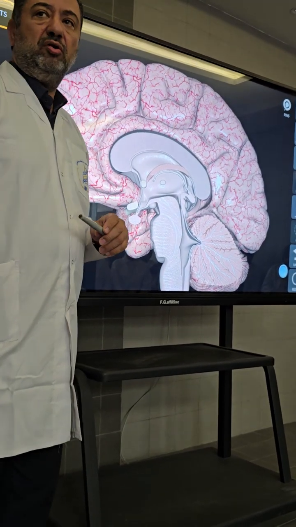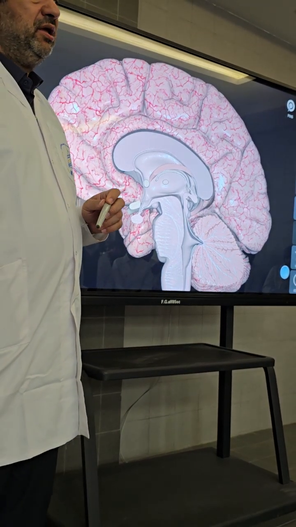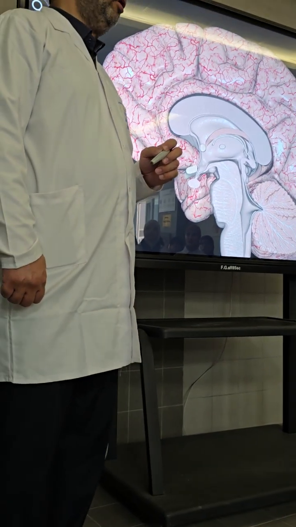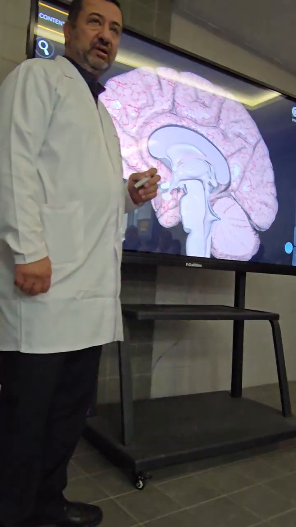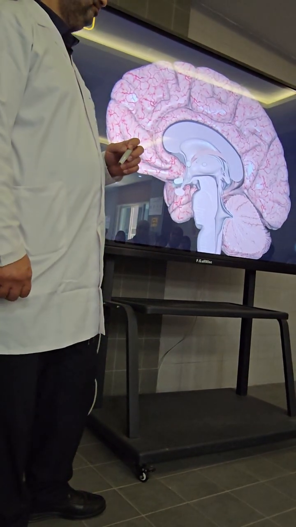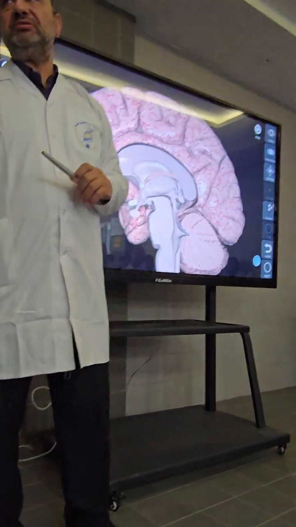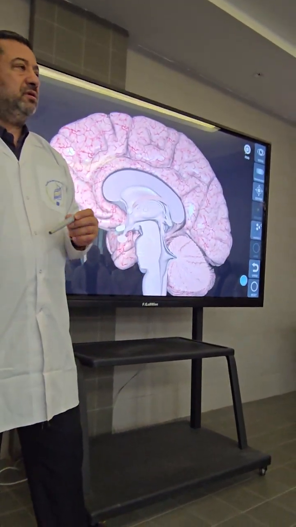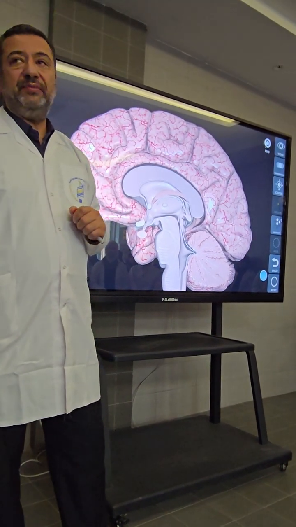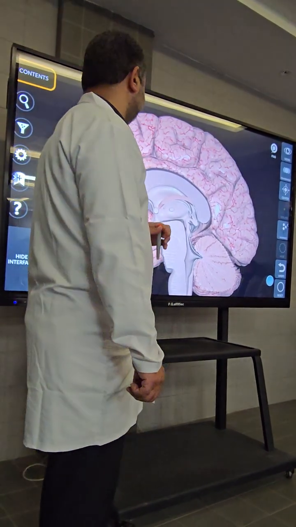Anterior cingulate cortex is involved in attention, self-control, and the reward system. And the posterior part of the cingulate gyrus is involved in the DMN, in mentalization, and in the theory of mind.